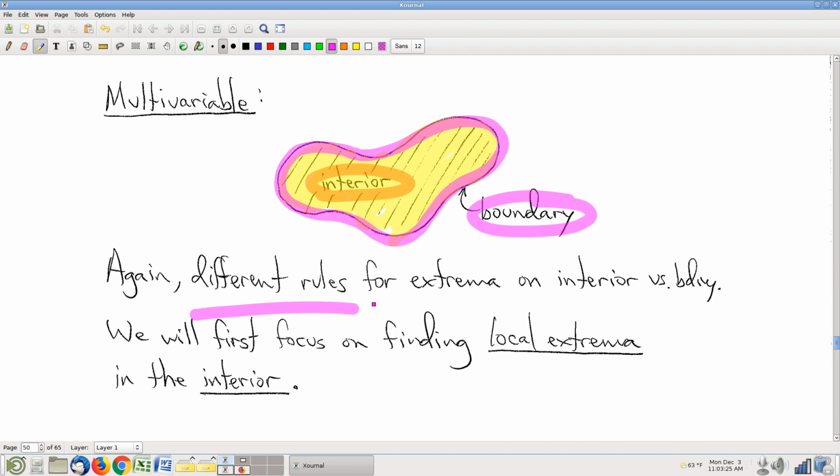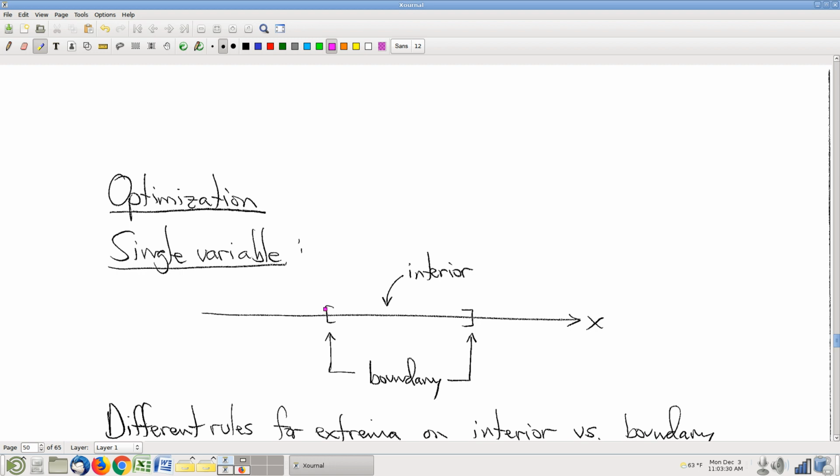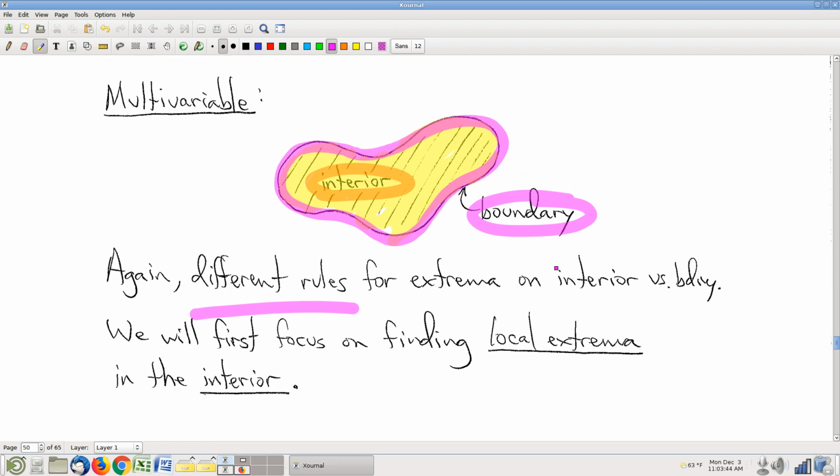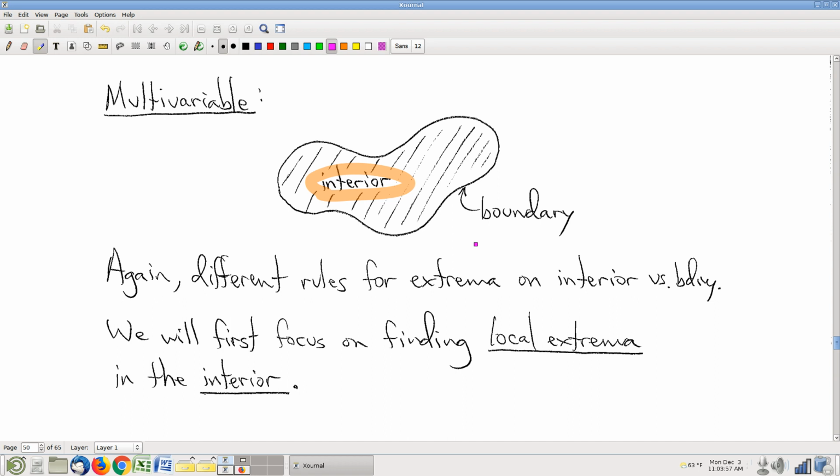The boundary's not just 2 points. In the single variable case, this boundary, you've got 2 points. You don't need some sophisticated rules to narrow down that list. It's just 2 points. Just check them. Here, the boundary consists of infinitely many points. I can't just check them. I don't have that kind of time. So how do you deal with the boundary? That is, however, a separate story. Right now, we're going to focus on the interior.